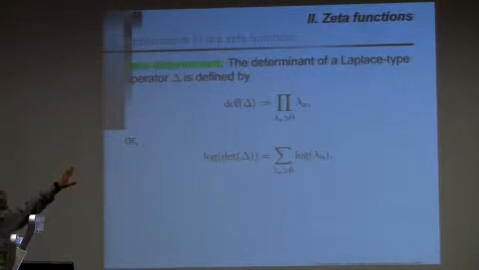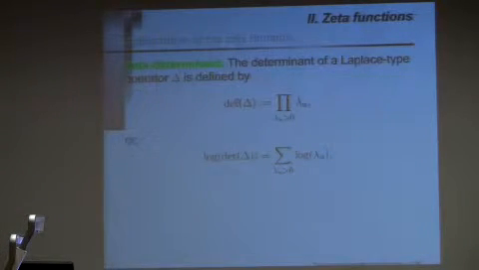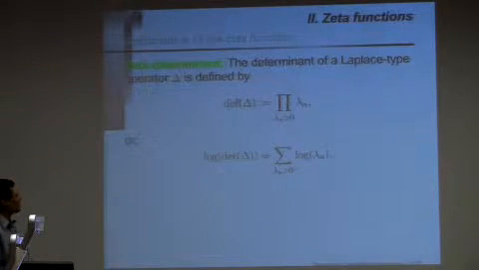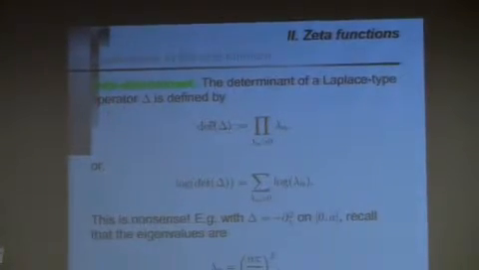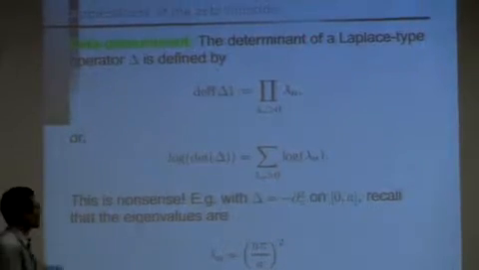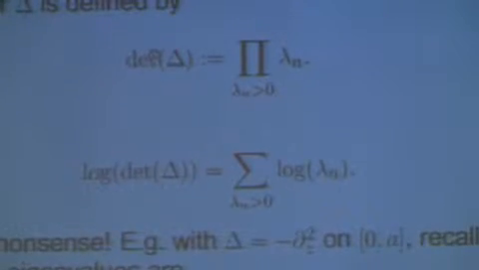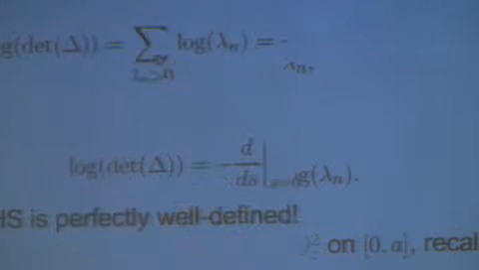For example, you could use the zeta function to define something called the determinant of an operator. So take a Laplace type operator, delta. The determinant is by definition the product of all the eigenvalues. Or you could say the logarithm of the determinant is by definition the sum of the logarithms of the eigenvalues. Unfortunately, this is really not a definition because it's ill-defined, since the eigenvalues go up to infinity, for example n pi over a squared. So you can't define the determinant in this way, but you can define the determinant using zeta functions.